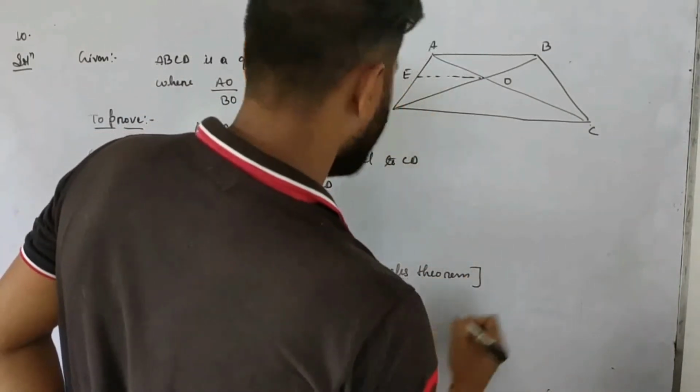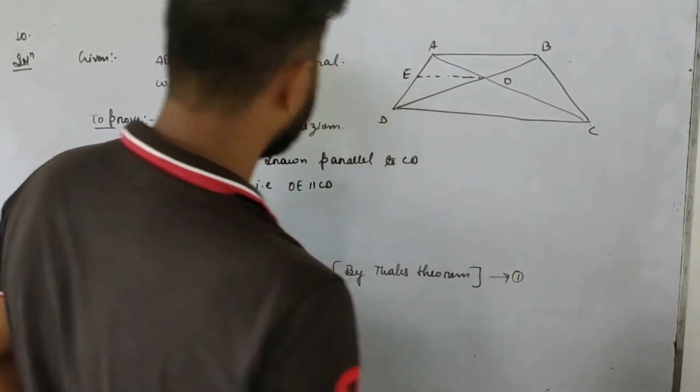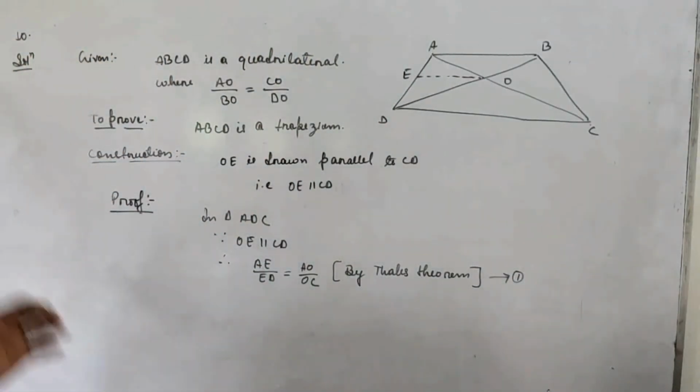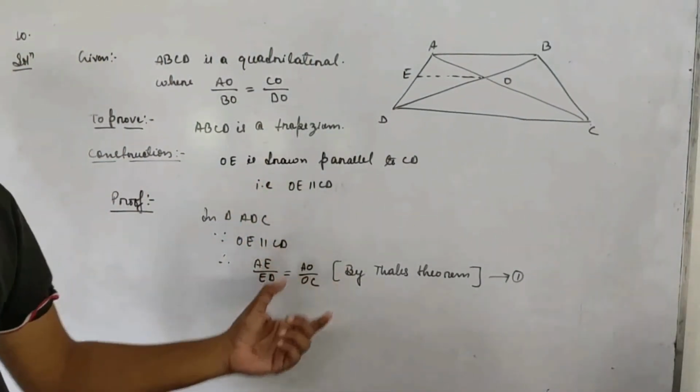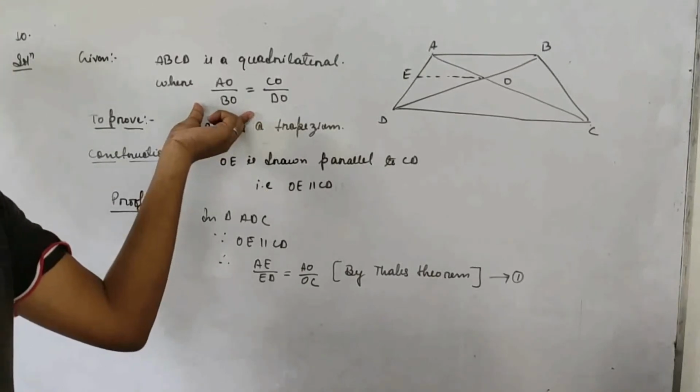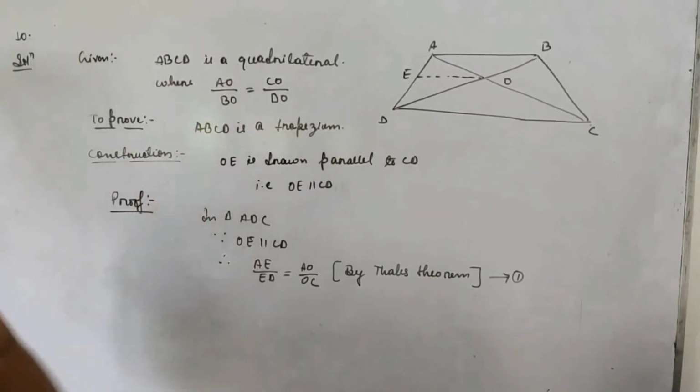By Thales theorem. Okay, give this as equation 1. Now what you have to do? Any more parallel is not there. Okay, but see, one ratio is given, so we will use this one. Somehow we have to match with this. But how can we match?